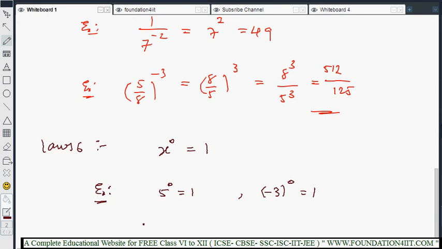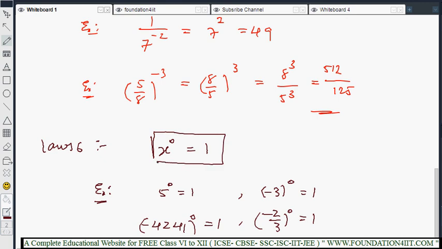Any number, minus 4241 to the power 0, even that value is 1. Not only this, you can take fractions. Minus 2 by 3 whole to the power 0 is equal to 1. So x to the power 0 is equal to 1, where x is any rational number, except 0. 0 you can't take; 0 power 0 is not 1. Now this is the sixth law.